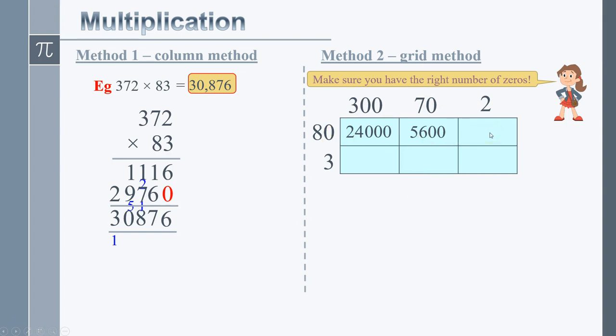8 times 2 is 16. I've just got the 1 0. So that gives me 160. Onto the bottom row. 3 times 3 is 9. And the 2 zeros. That's 900.